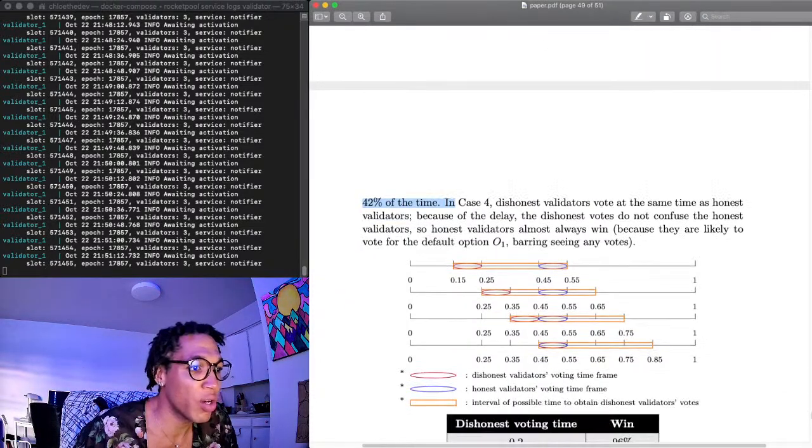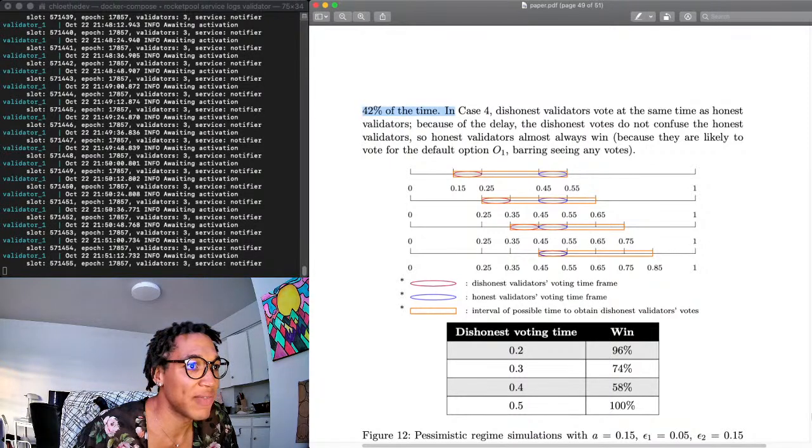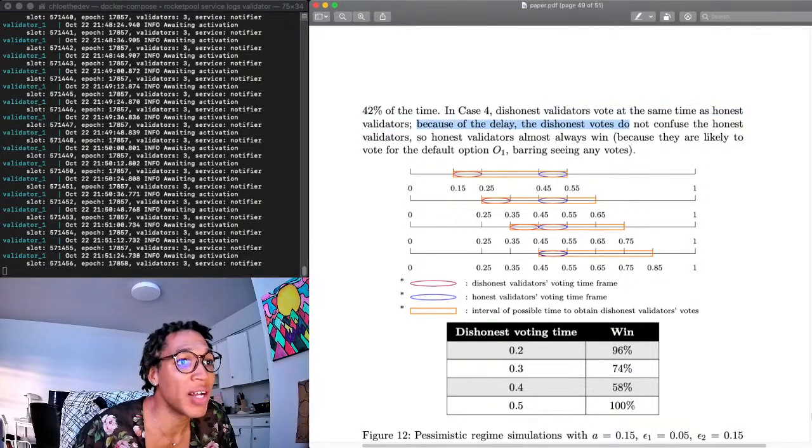In case 4, so let's start looking at these. In case 4, dishonest validators vote at the same time as honest validators. Because of the delay, the dishonest votes do not confuse the honest validators. So honest validators almost always win. And I think that's where it's cool.